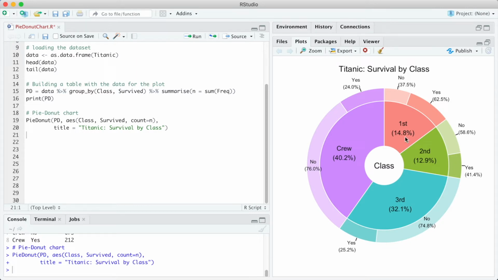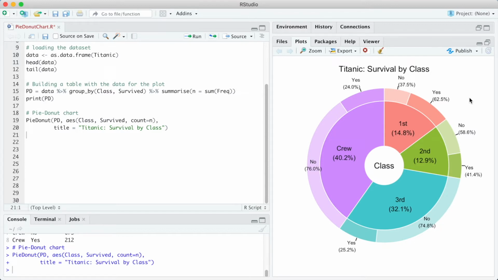The chart shows that 14.8% of the passengers were in the first class, from which 62.5% of them survived. In contrast, 40.2% of the passengers aboard were crew, and among them, only 24% survived. Similar readings can be done for the second and the third classes.